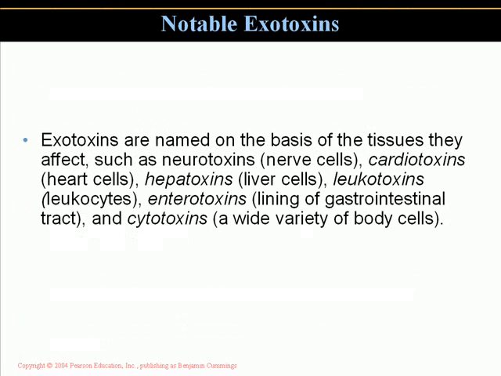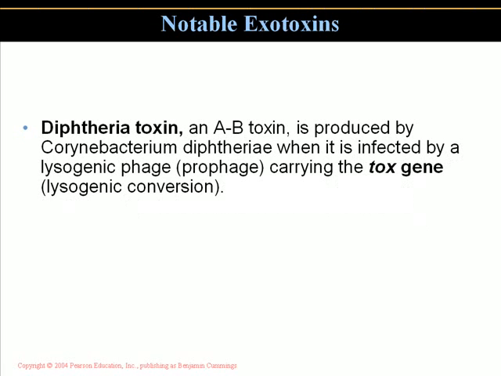Exotoxins are also named on the basis of the tissue that they affect, such as neurotoxins, nerve cells; cardiotoxins, heart cells; enterotoxins, the lining of the gastrointestinal tract; and cytotoxins, a wide variety of body cells. Diphtheria toxin, an AB toxin, as we already talked about, is produced by Corynebacterium diphtheriae when it's infected by lysogenic phages. We talked about phages, little elements that can live inside of bacteria. They carry a tox gene and will lead to a lysogenic conversion, as you studied in chapter 13.